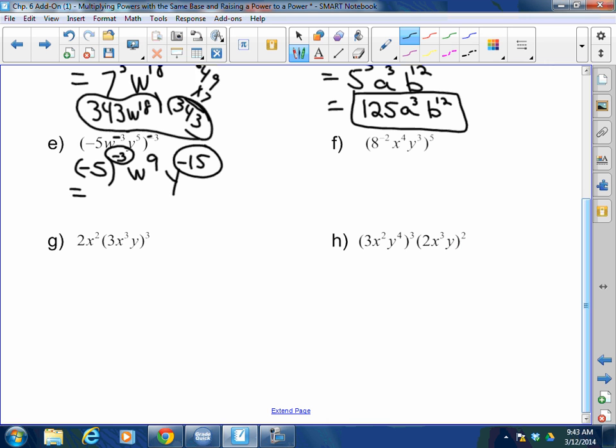My friends, didn't we just have a quiz on this? Okay, thank you. Please focus. W to the 9th over negative 5 in parentheses cubed y to the 15th. It's negative and it's in the numerator. You got to bring it down. So that's going to equal W to the 9th over negative 125 y to the 15th.